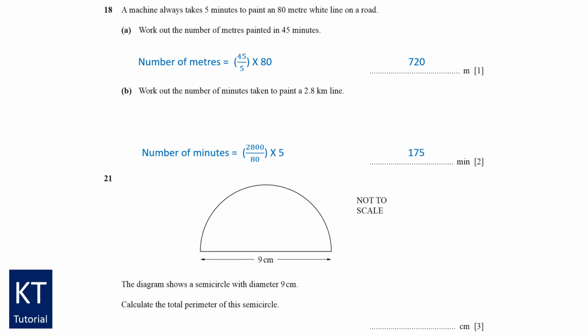Question 21. The diagram shows a semicircle with diameter 9 cm. Calculate the total perimeter of this semicircle. The total perimeter is simply the arc plus the length of the diameter line.